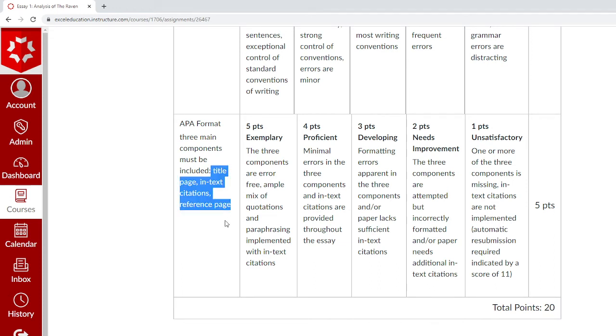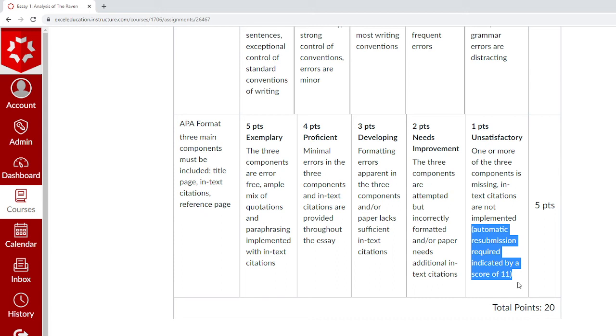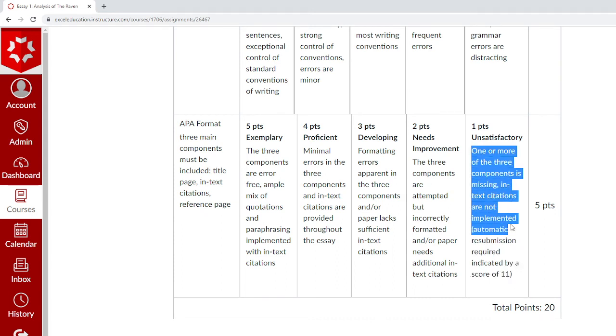If you miss any one of these elements, you're automatically going to score that 1. So again, it says automatic resubmission required. So if you have 1 or more of the 3 components missing, you're going to have to resubmit that essay to try to earn a 12.